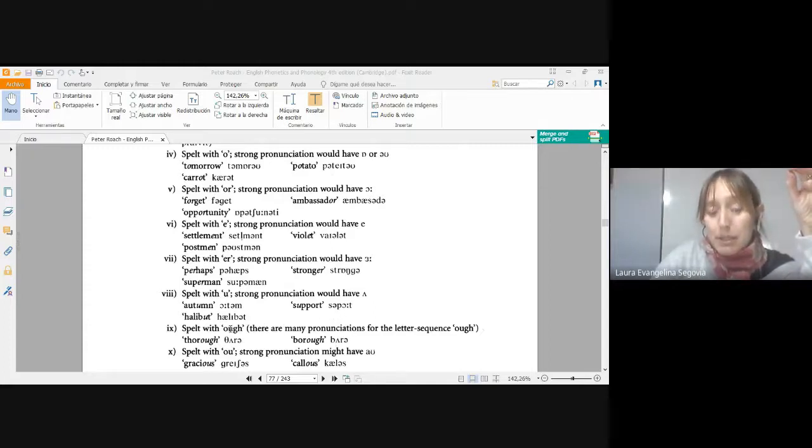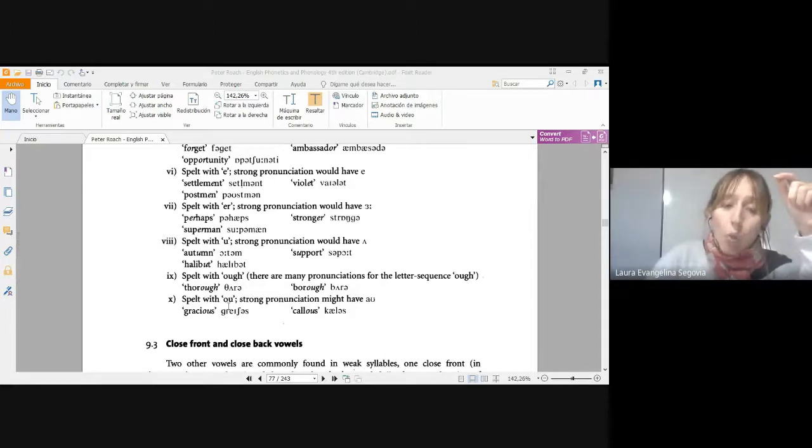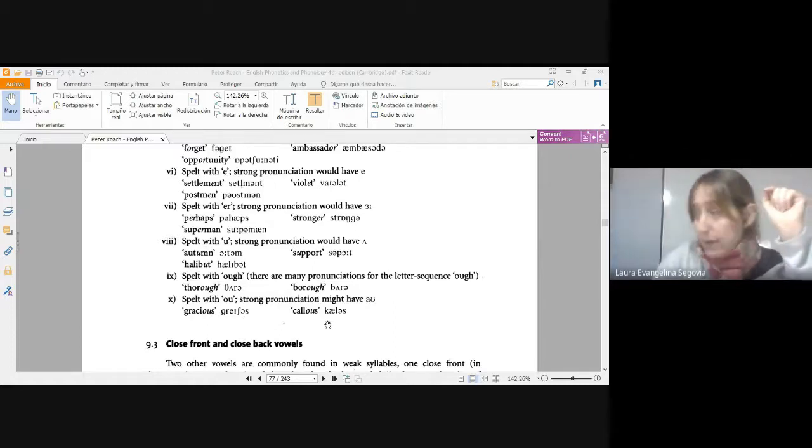Yes. Halibut. Autumn. Okay. And when you have this spelling, O-U-G-H, there are many pronunciations for this letter sequence, but most of the time it ends in the weak part, the schwa. So it's thorough, borough, okay. And then when you have O and U, again, "ow", a strong pronunciation, as in gracious and callous, okay? That's the thing.